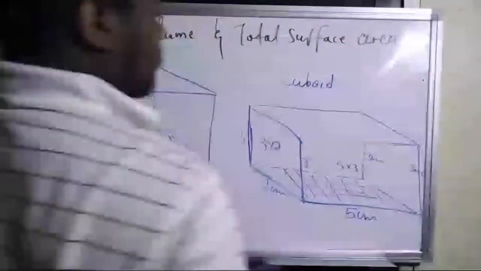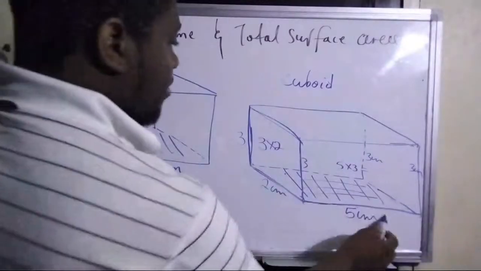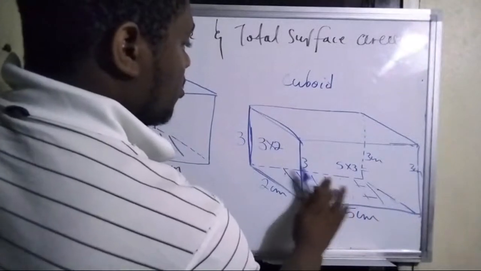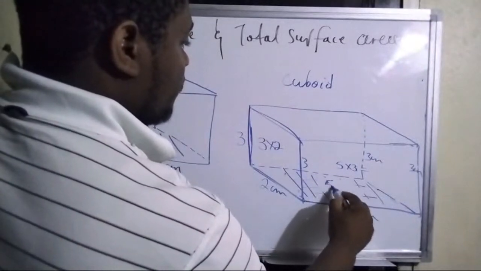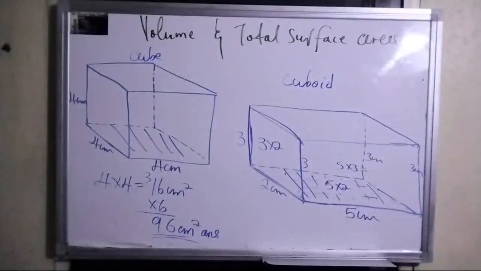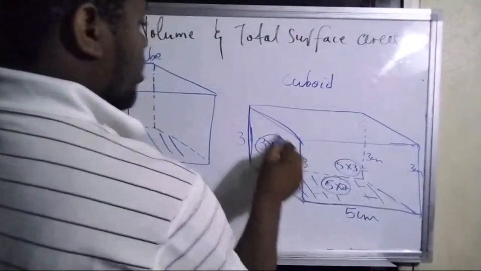Now we look at the top, side and the front. So let's look at the base now. This is a 5 by 2. So easy. This is a 5 by 2. And then because we have 2 of each, we can just multiply it by 2.